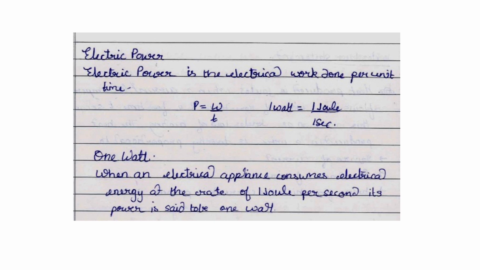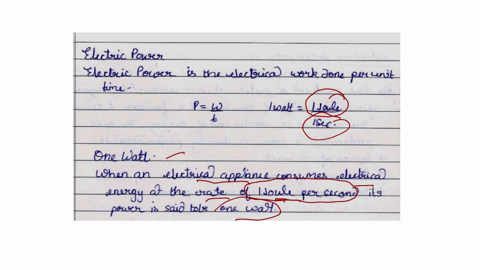It means how much work is done in 1 second. The unit of power is watt. 1 watt equals 1 joule of work done in 1 second. The definition of watt: when an electrical appliance consumes electrical energy at the rate of 1 joule per second, its power is said to be 1 watt.